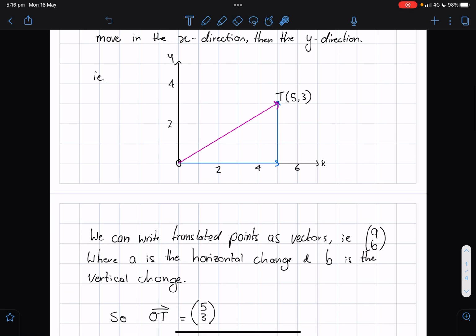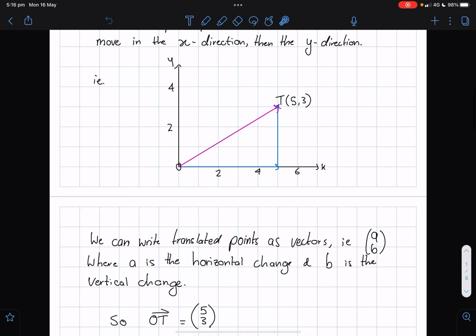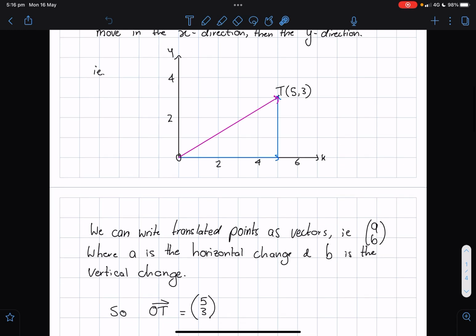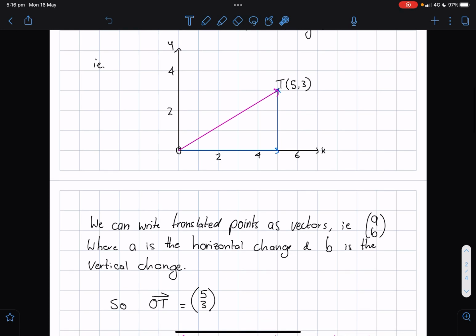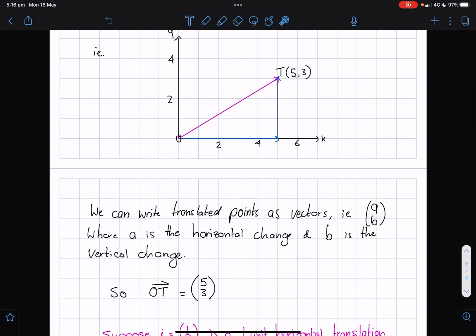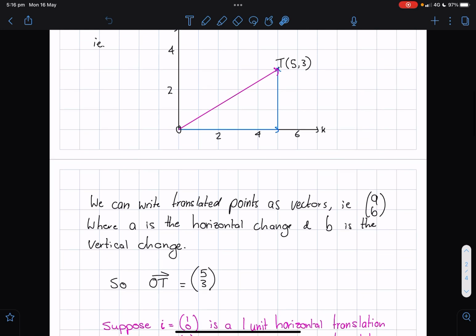So for my vector here, OT, O being the origin, T being the point, my horizontal change is 5, so we put 5, and then our vertical change is 3, positive 3, because we've gone up 3, okay? If I was going to the left on my x, it would be negative. If I was going down on my y, it would be negative, okay? We'll see that in a second.